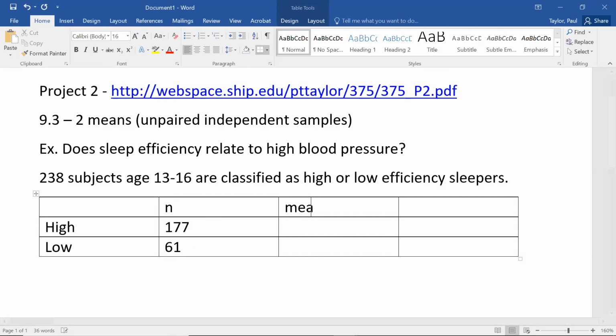So the sample mean in the high efficiency group is a blood pressure of 112.6. Blood pressure is normally two numbers, so that's the top number. And in the low efficiency group, we have a higher blood pressure. But is that enough higher to be significantly different? Or is it just that we got lucky or unlucky and our 61 people happen to have high blood pressure for some other reason other than their sleep patterns? That's what we're testing. So the sample standard deviation matters for how these compare, and that's 7.5 and 9.9.